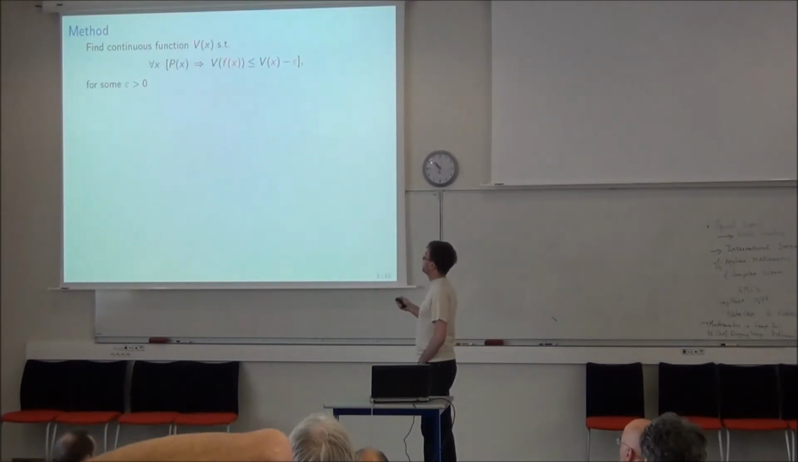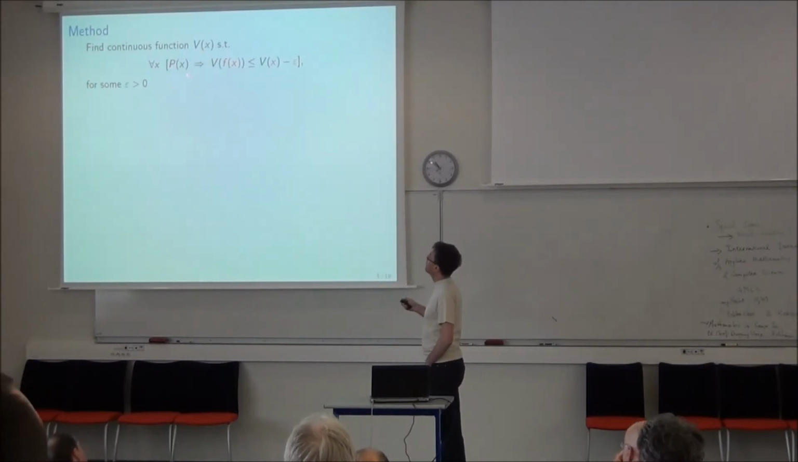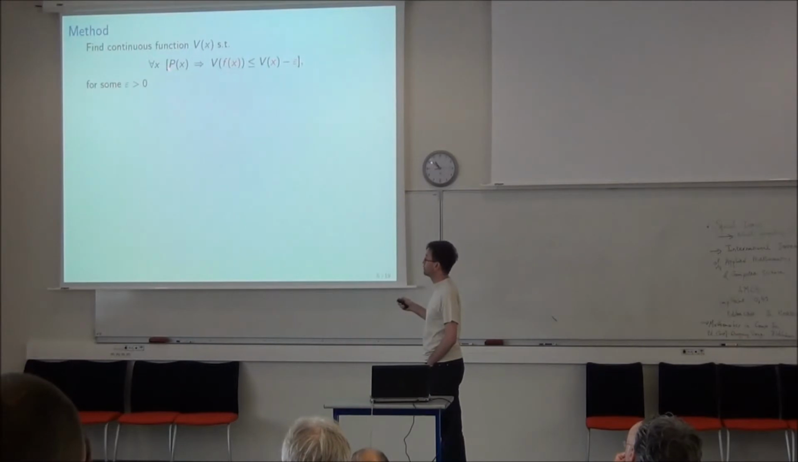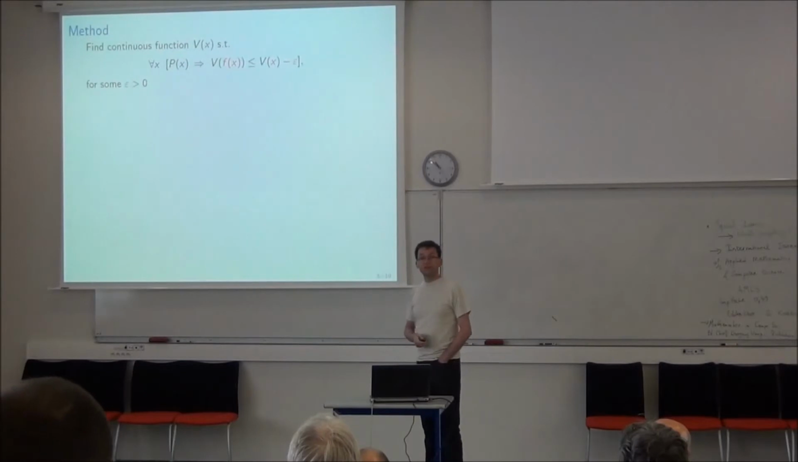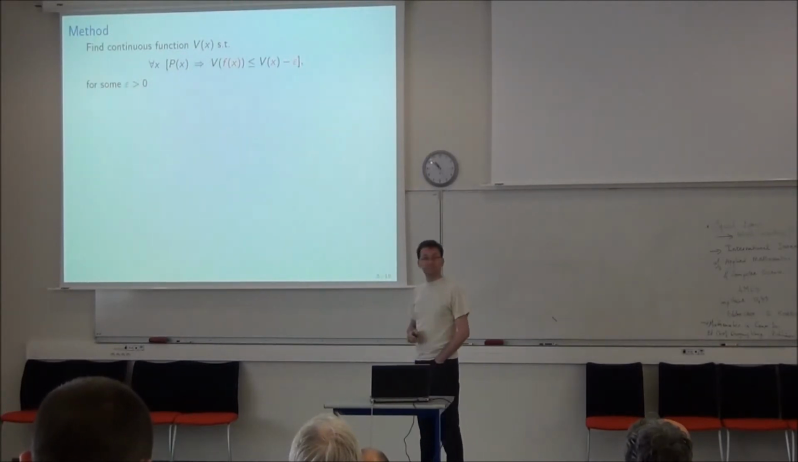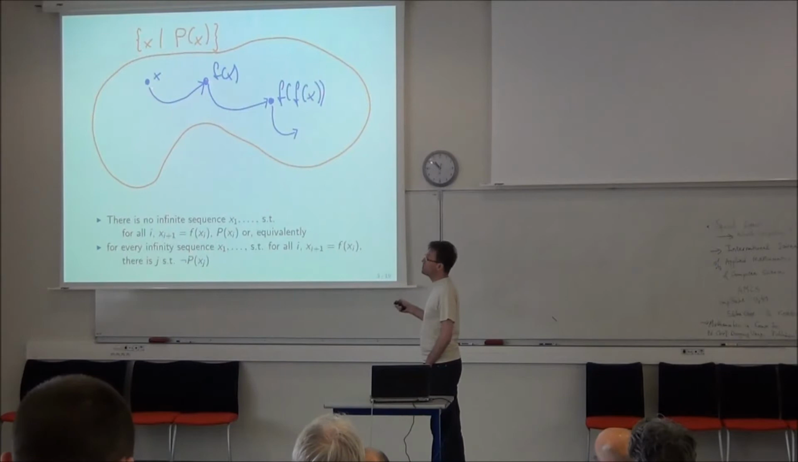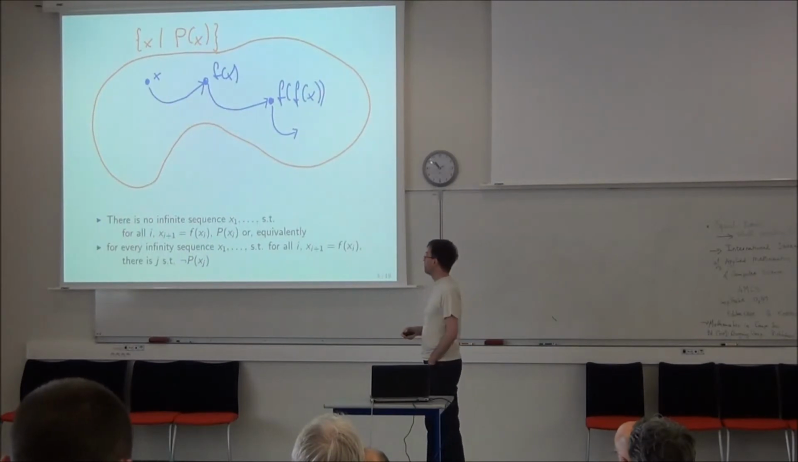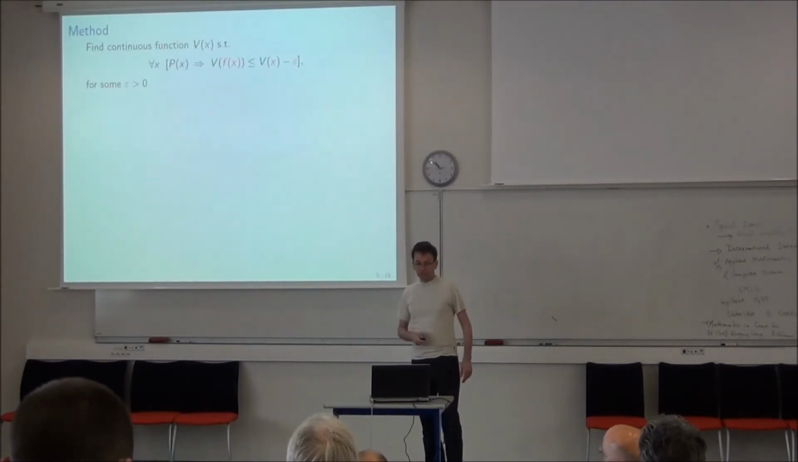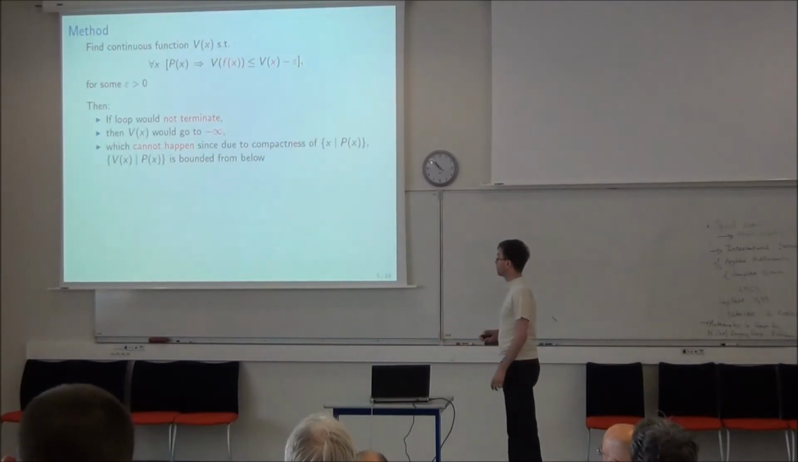We want to find a continuous function v that behaves as follows. Whenever we have some x that is in the set P, that fulfills the condition that P gives us, and we take one step from x to f of x, then the function will decrease at least by epsilon. So if you look at the picture again, when you take those steps, the function v along those steps will always decrease at least by epsilon. It can decrease more, but not less. This epsilon just has to be a small real number which we can choose. The smaller, the easier the thing is.